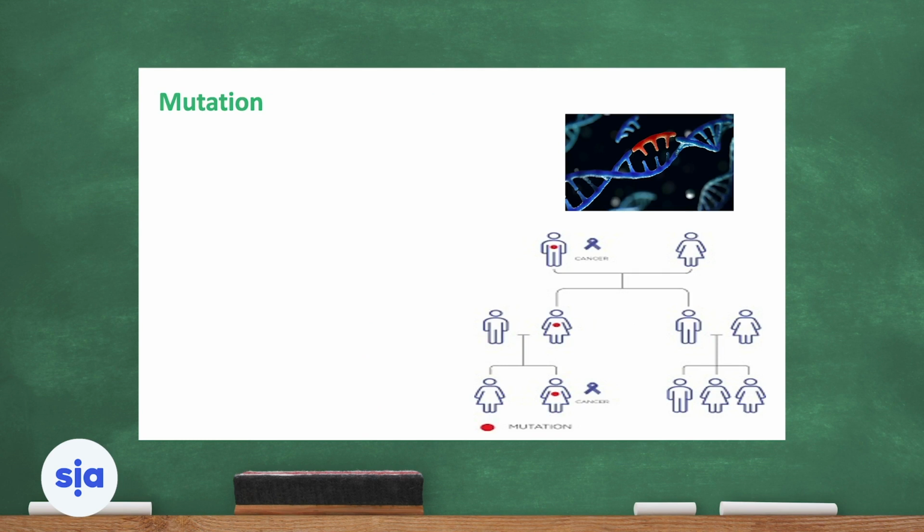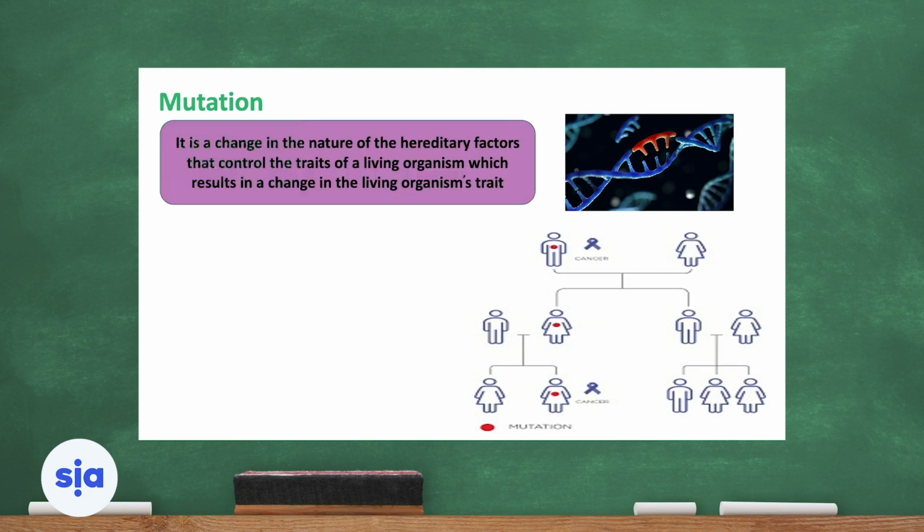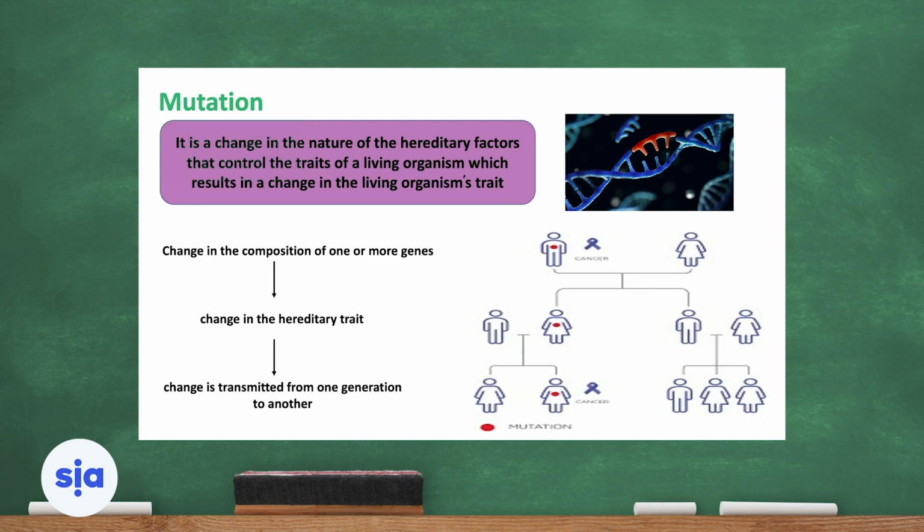So what is mutation? It is a change in the nature of the hereditary factors that control the traits of a living organism, which results in a change in the living organism's trait. So mutation is a change. Change in the composition of one or more genes, which will lead to change in the hereditary trait. And this change is, of course, transmitted from one generation to another. It's inherited.